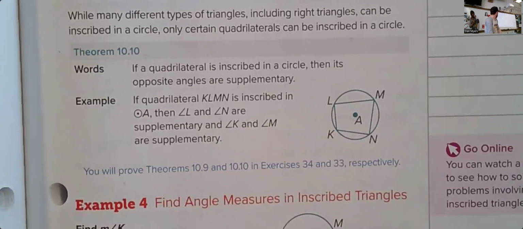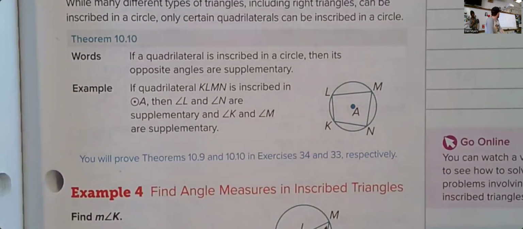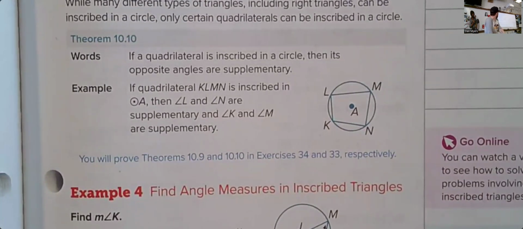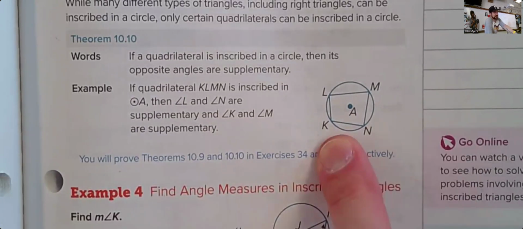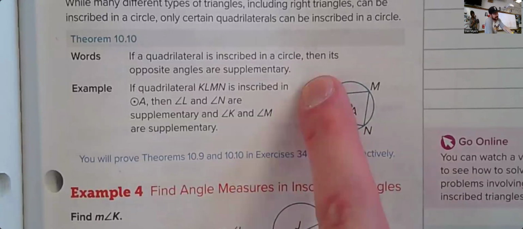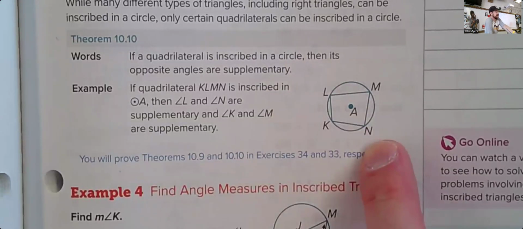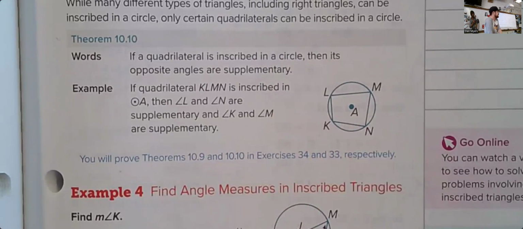If a quadrilateral is inscribed in a circle, then its opposite angles are supplementary. That's interesting. That means the sum of angle M and angle K would have to be 180, and the sum of angle L and angle N would also have to be 180. It doesn't mean it's going to be a parallelogram or rectangle or anything like that, but it does mean that the opposite angles are going to be supplementary.